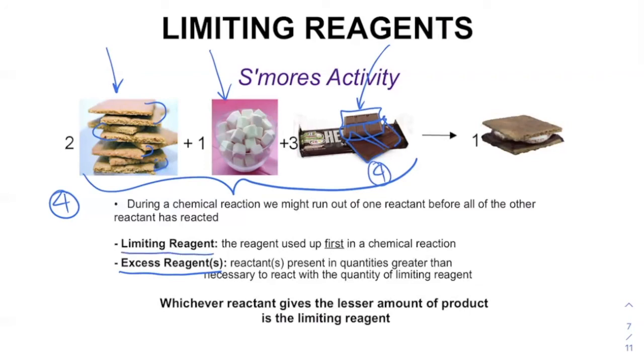During a chemical reaction, just like in making s'mores, we may run out of one of the reagents before the others are completely reacted. So that brings us to the idea of our limiting reagent. It's the reagent that gets used up first in a chemical reaction. And excess reagents are the things that are in greater quantity, so there's extra of those. Whichever reactant gives you the lesser amount of product is the limiting reagent.